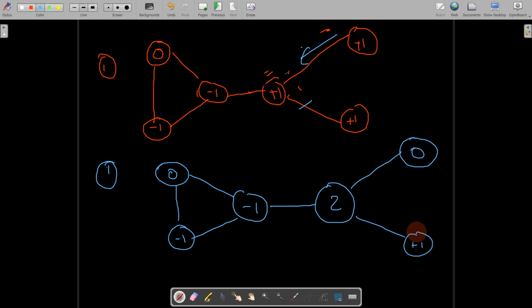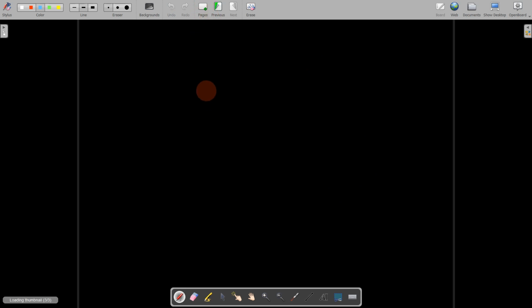Now in the third move, this is also plus 1, right? I don't want this node to become negative. So I will send money from here to here. Okay, we will move to the next page.